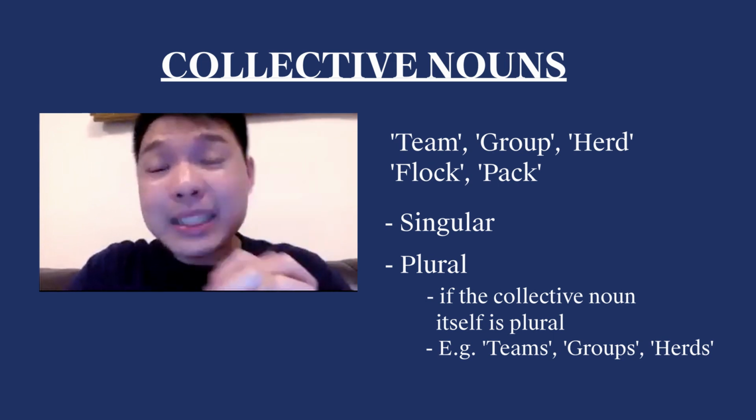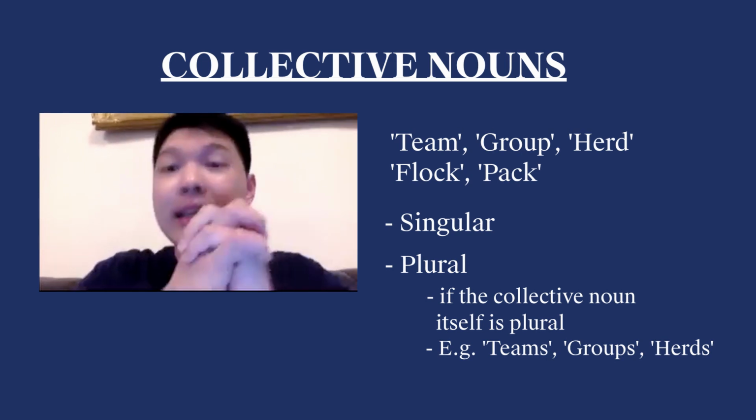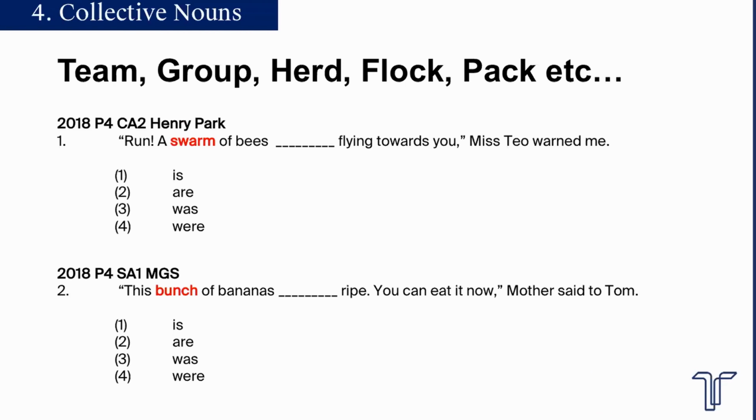For example, teams, groups, herds, then it's plural. If you don't see the S, it's singular. All right, so in this case, look at question 1. Run, a swarm of bees. So the collective noun here is swarm. Swarm is singular. A swarm of bees is flying towards you.